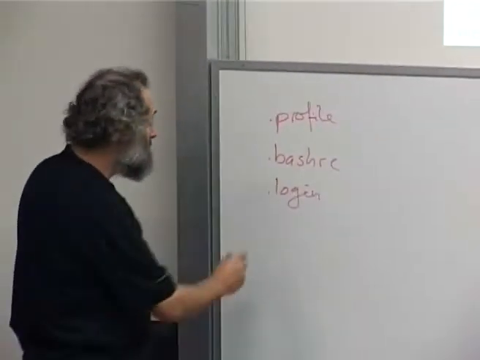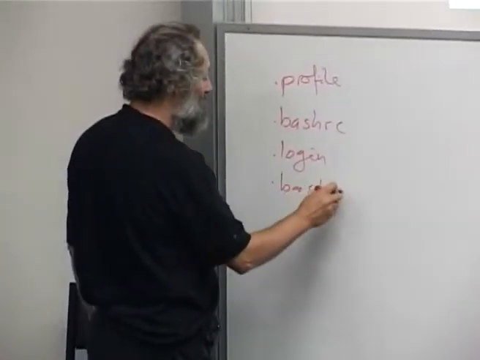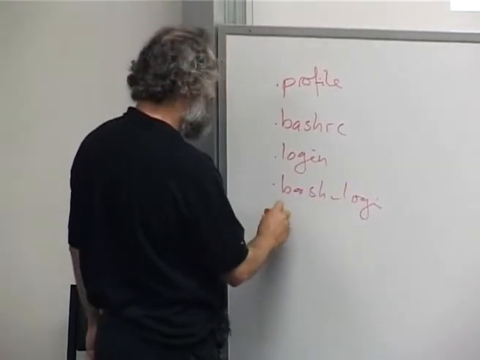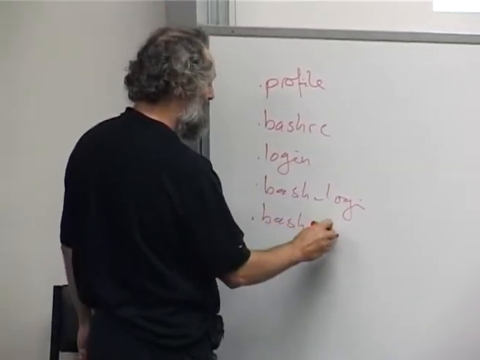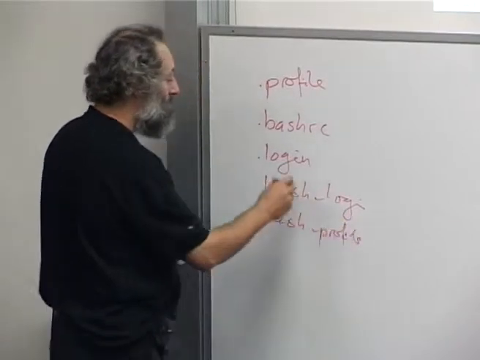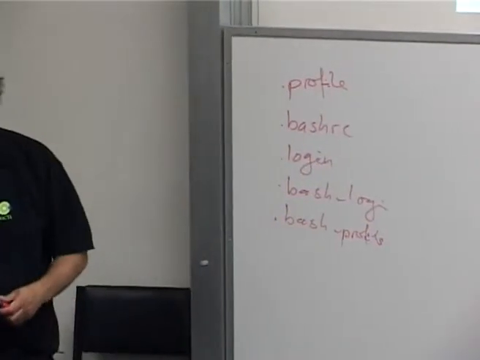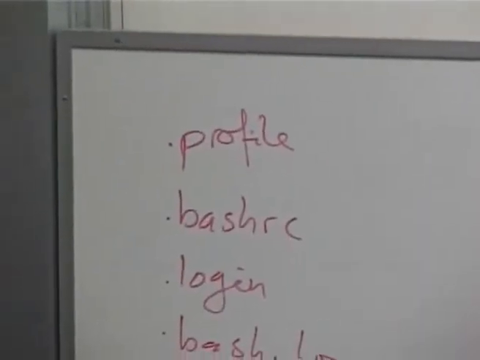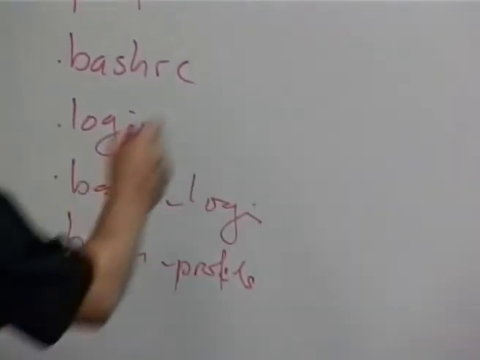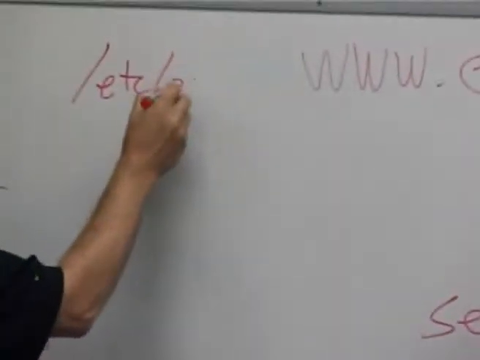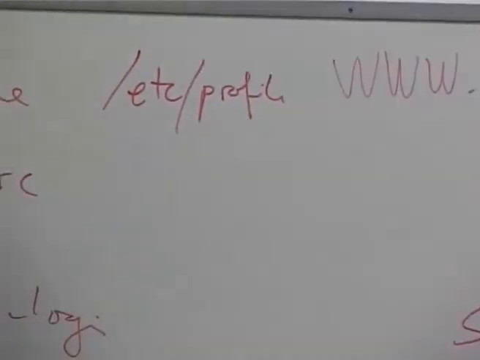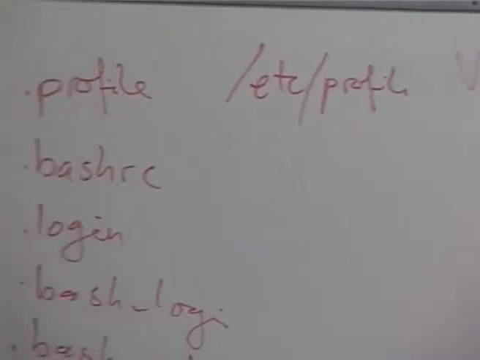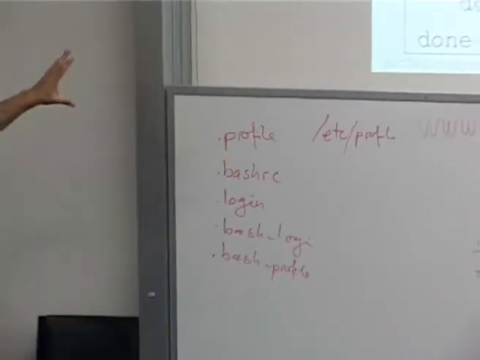There's also a .bash_login and a .bash_profile. Usually C shell, not always. Anyway, that's all added up. But there's also /etc/profile, where stuff's done for everybody on the system. But that's an aside. Okay, have people had a go at this?